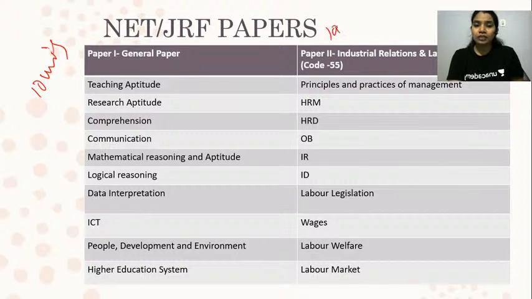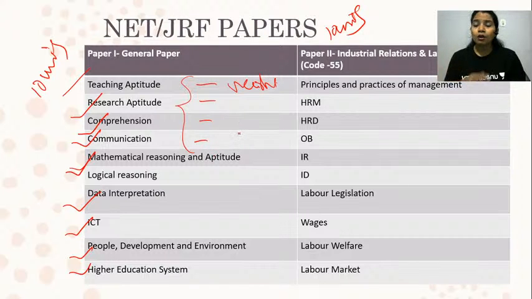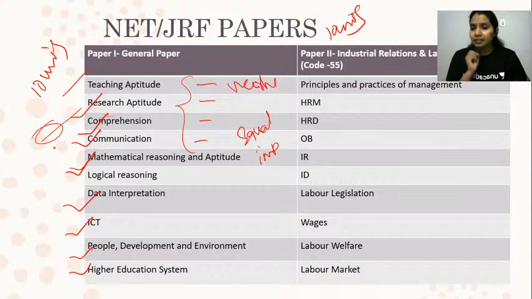Paper 2 also has 10 units. We all know them: teaching aptitude, research aptitude, comprehension, communication, mathematical reasoning and aptitude, logical reasoning, data interpretation, ICT, people development and environment, higher education system. If you ask me what the weightage of all these units is, I would say all units are of equal importance. You cannot pick any one unit and say maximum questions would be from it. No, it's not like that. All the units are equally important. The only thing is how you feel about a particular unit, easy or tough.